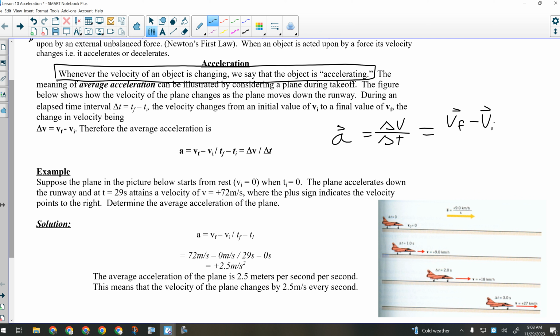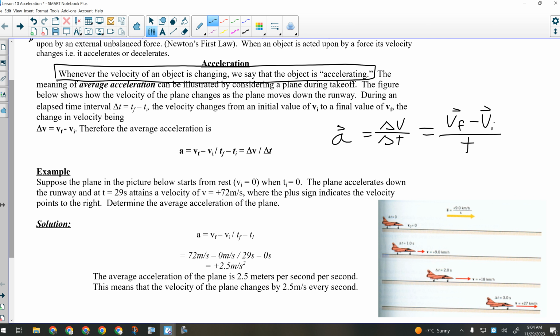We rarely ever use the delta T part. We're usually just told how long something takes. So we typically write this formula this way. Now we've used that formula already because we were using it on velocity versus time graphs to calculate acceleration in different parts of the graph.